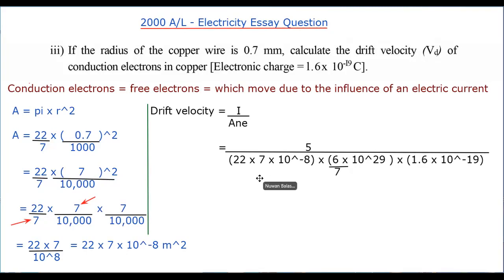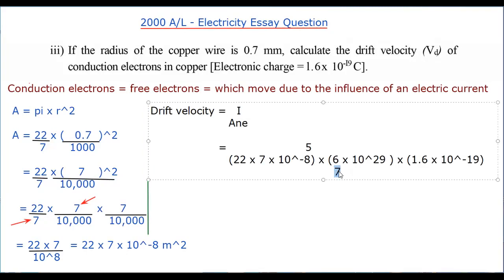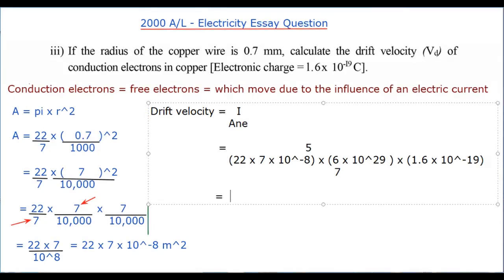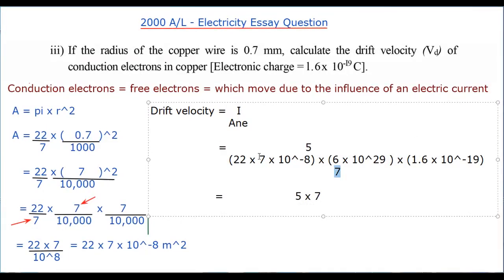Right, how do we do the simplification here? You should understand that this division 7 can be taken up in the next step, so it will be multiplication 7. You see, this 7 and this 7 can be cancelled out. So 5 will be there.